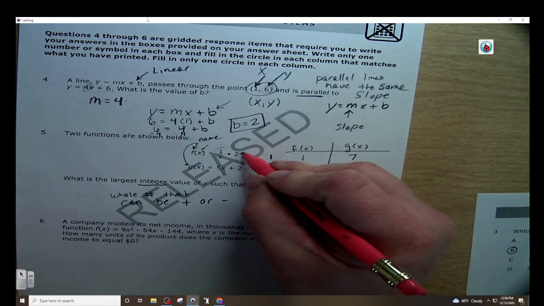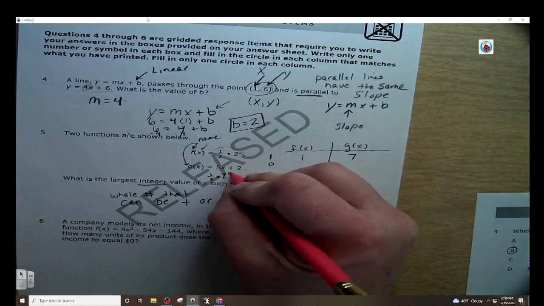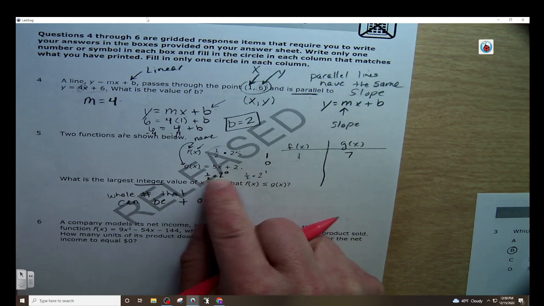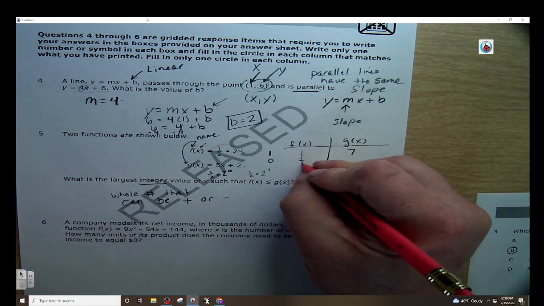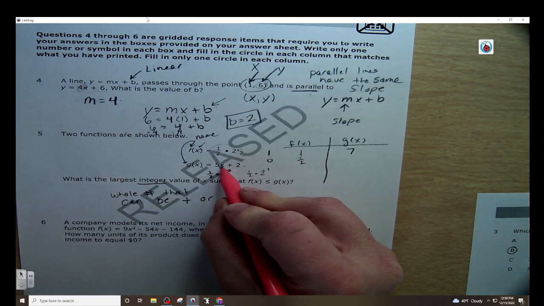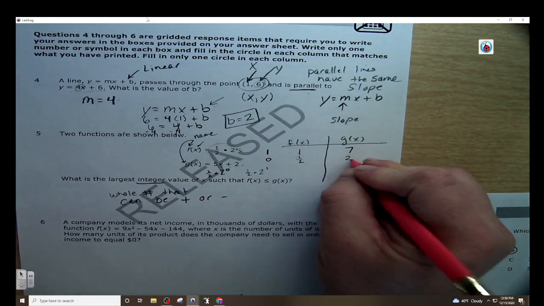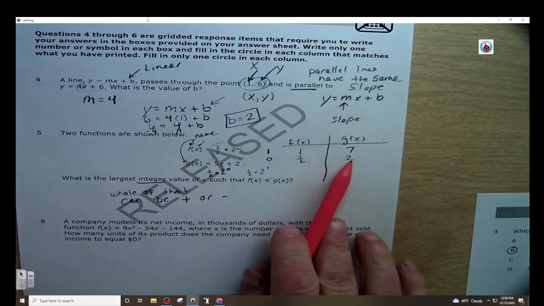If I plug in 0 here, that's 1/2 times 2 to the 0 power. Guys, I've talked about this 1,000 times. Any number to the 0 power is 1. That is 1/2 times 1. Well, 1 times 1/2 is just 1/2. If I plug in 0 here, 5 times 0 is 0, plus 2 is 2. So now, f of x is still smaller than g of x.